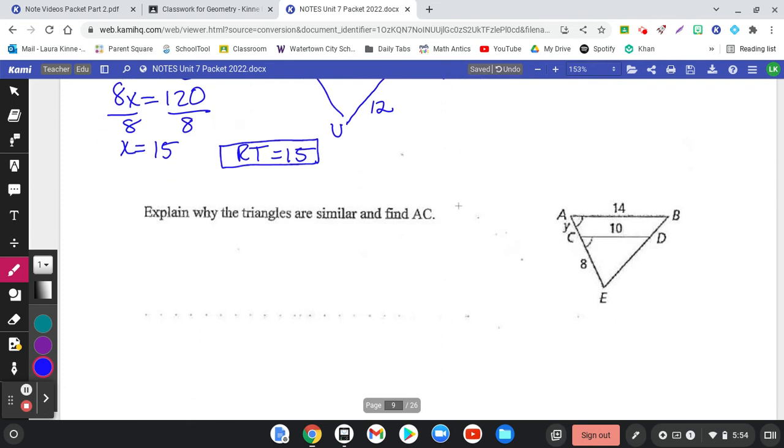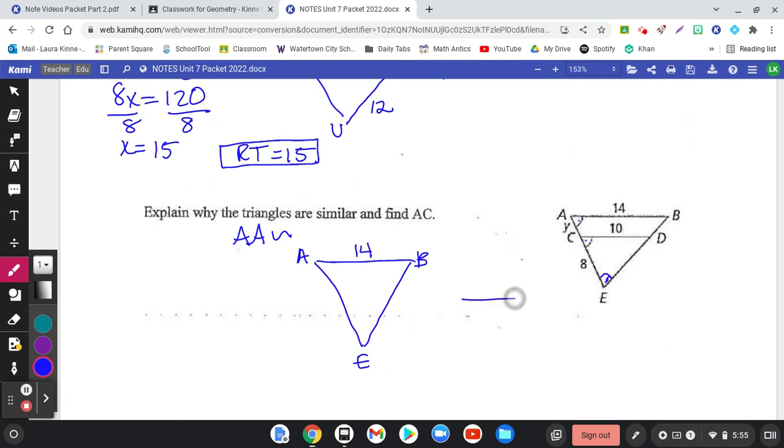Okay, explain why the triangles are similar and find AC. Once again, we've got these two matching angles, and they have a shared angle at E. So they're similar by angle similarity. All right, let's pull them apart and look at our picture. So let's do the big triangle first. We have A, B, E. Gave us 14. And then we have C, D, E. It gave us 10 and 8. It just wants us to find this little section right here.